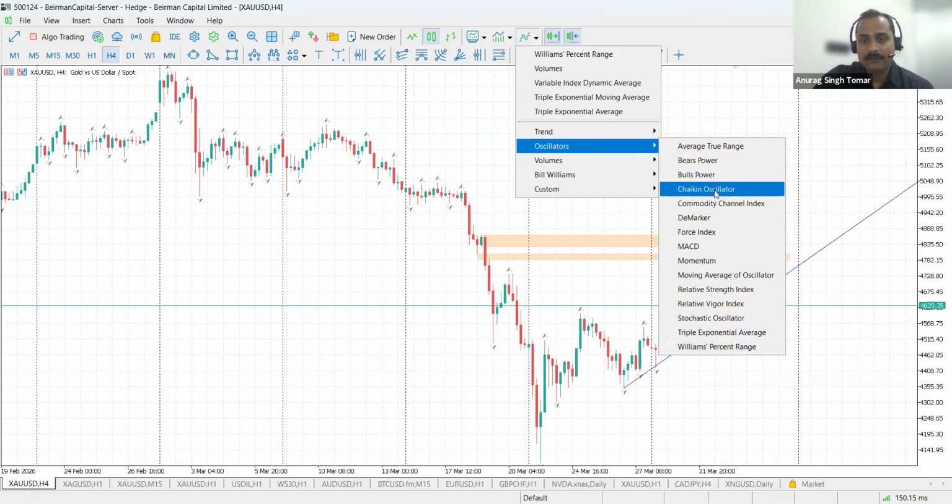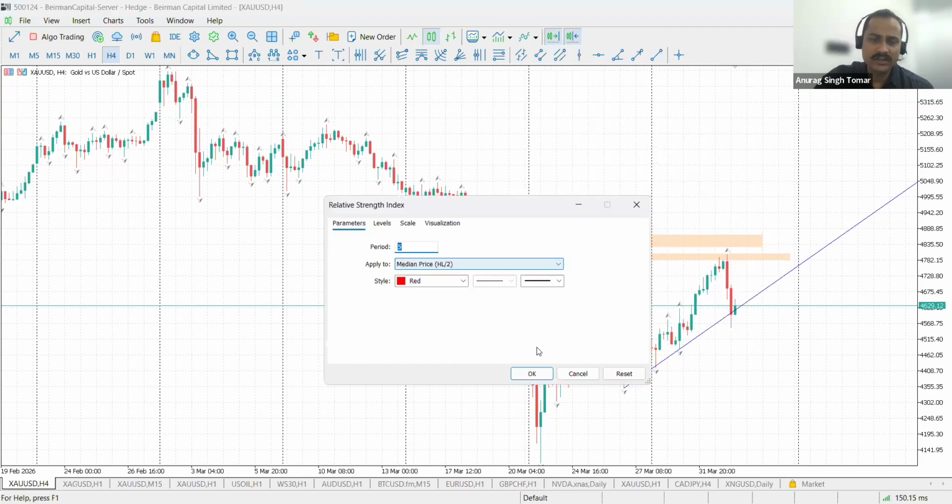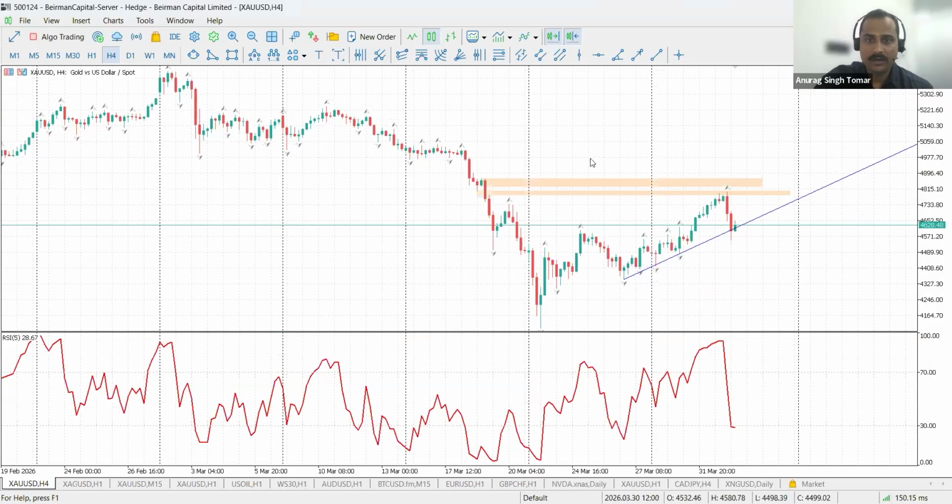So over here, I'm using the RSI, which is my favorite, and it's a very simple tool. I've used the RSI of 5 period, and I have applied the calculation of the RSI on the median price. So let me put it over here.